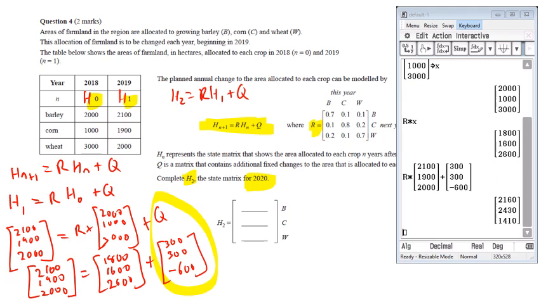So here's my R that I already entered here, and here's my 2100, 1900, and 2000, because that's H1, right, over here. And this is my Q, and I put that all into the calculator, and it just spits out all my lovely little numbers for me. Isn't that nice of the calculator? So that's 2160, 2430, and 1410. And that's the answer that we were looking for.